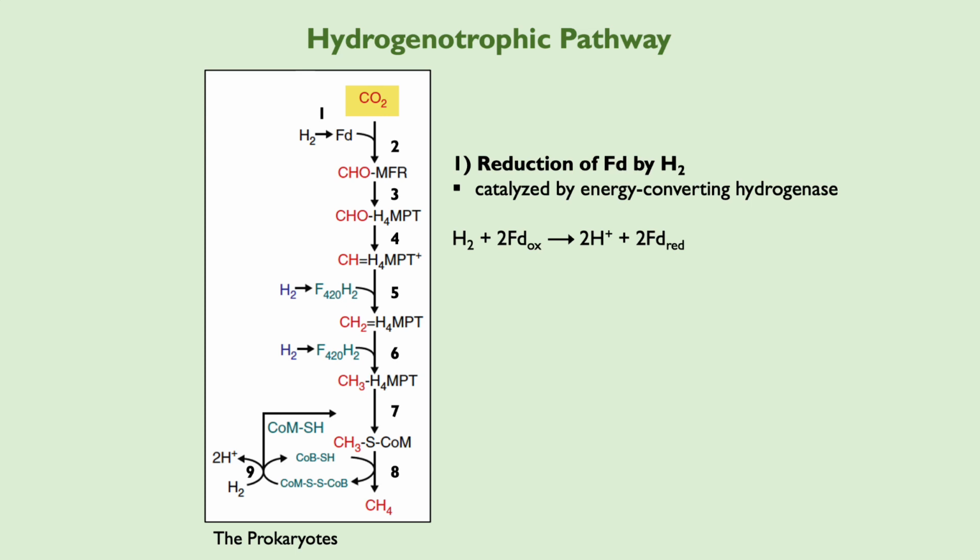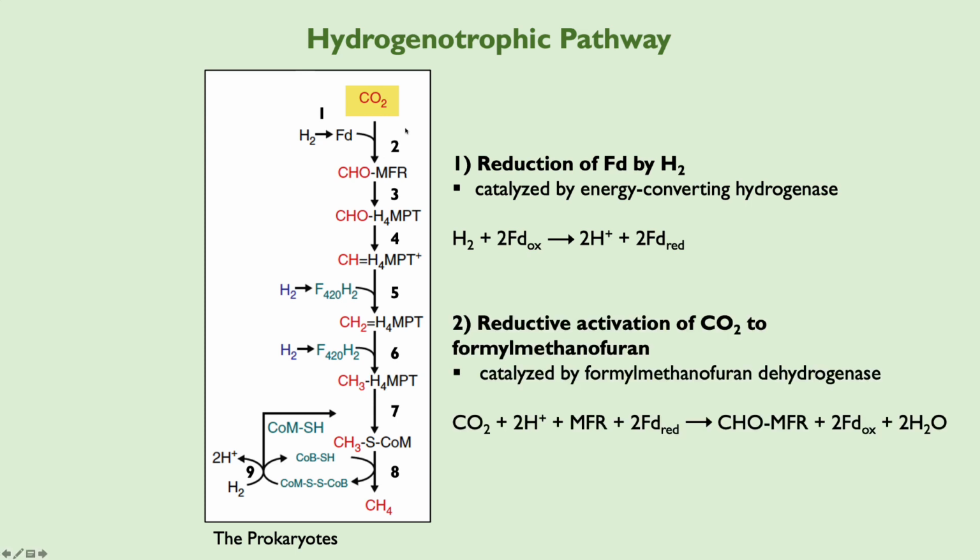So the first step in this pathway is reduction of ferredoxin by molecular hydrogen. And ferredoxin is an electron carrier. It's used by lots of anaerobic organisms, anaerobic bacteria or archaea, as well as a lot of photosynthetic organisms. So we first have reduction of ferredoxin by molecular hydrogen.